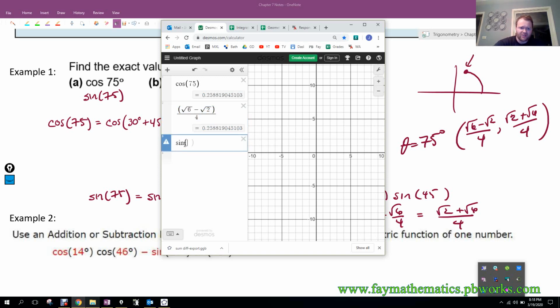We do the same thing for sine of 75. Gives me 0.965. So then I'll go square root of 2 plus square root of 6. And we will divide all of that by 4. And there you get your 0.965 number.